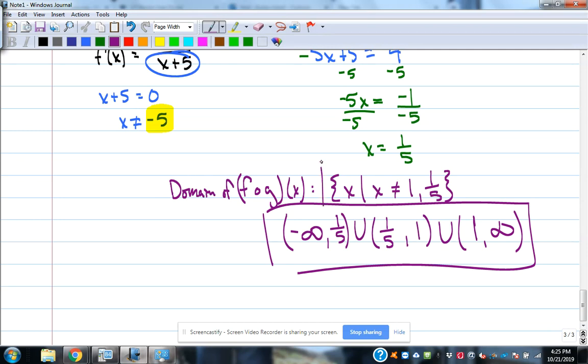So here's our set notation on top there. A lot easier to write there. And then there's the interval notation. Be able to bounce back and forth between those two different notations there.